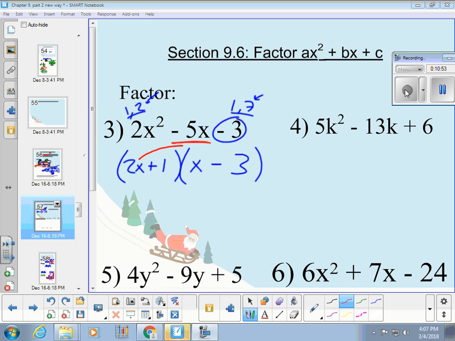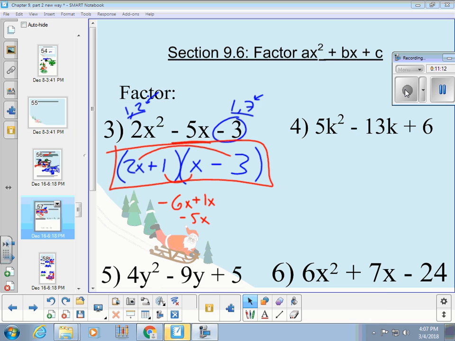So let's try this. 2x times -3 gives me -6x for my outside. My inside gives me positive 1x. And when I combine those, yep, I get -5x, which is what I want. So there's my correct answer: 2x plus 1 and x minus 3. Good, let's move on to the next one.